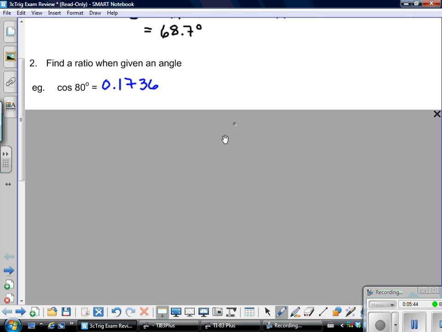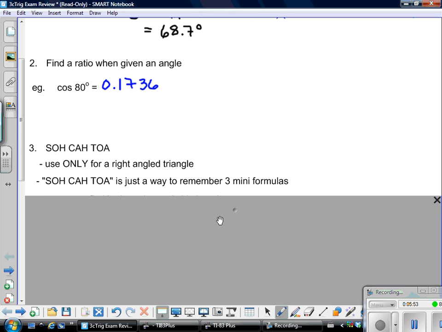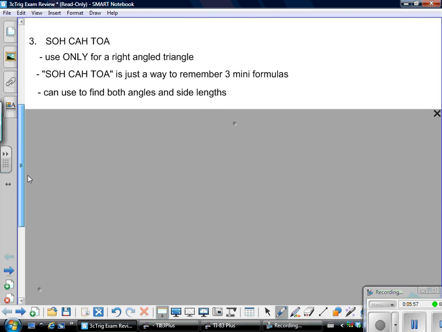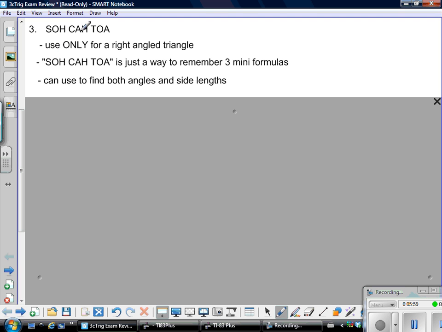Now I showed you on the graphing calculator the keystrokes for these, but your calculator might be slightly different, so make sure you know how your calculator works. So in other words, the calculator you're going to use for the exam, make sure that's the one you're practicing on. Also, what we did in this grade 11 course is we did primary trig ratios, and that's the SOHCAHTOA.